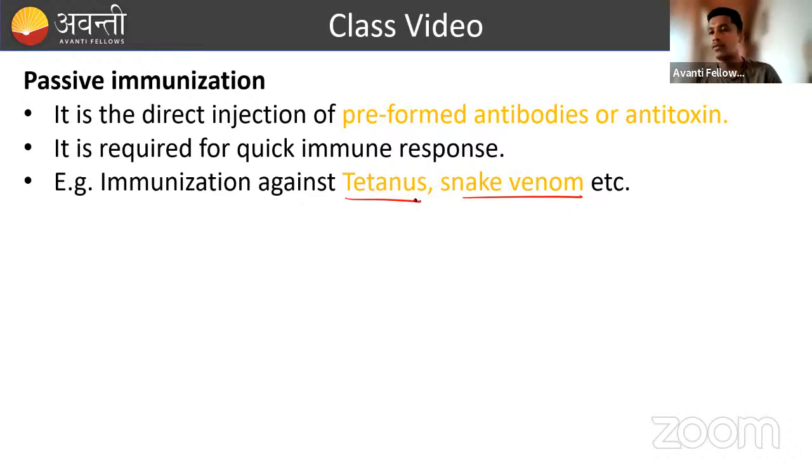For active immunization, we inject a part of an antigen or a whole antigen, and introduce it into our body and make our body build its own antibodies. When it comes to passive immunization, already preformed antibodies are given to the person so that they can have a quicker immune response. Examples for passive immunization are tetanus, snake venom, etc.